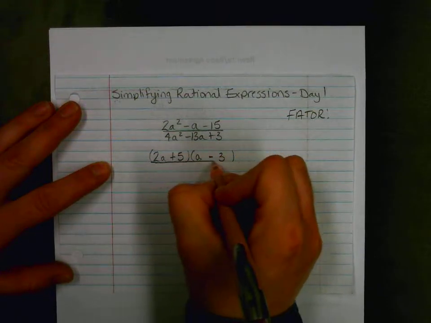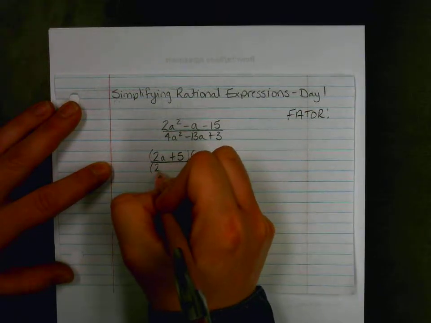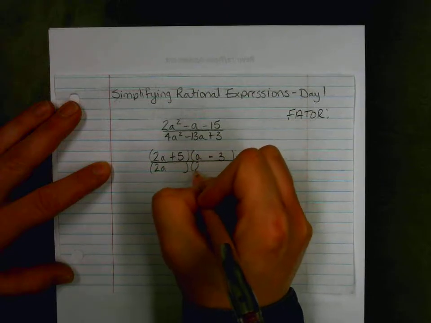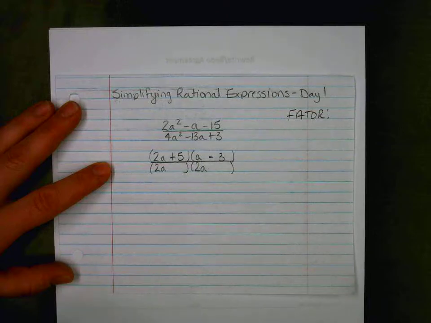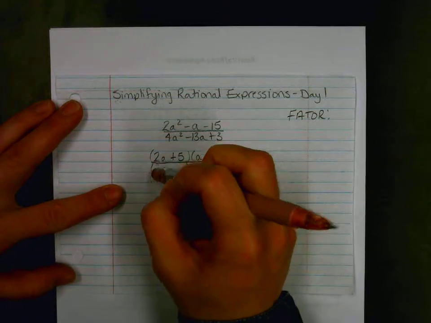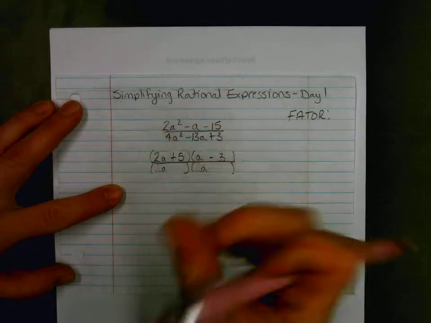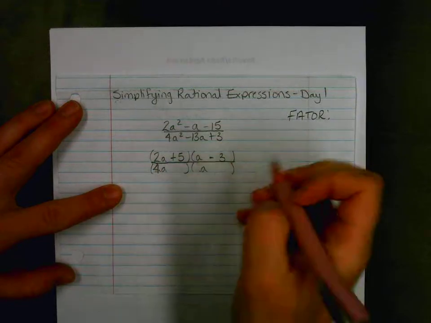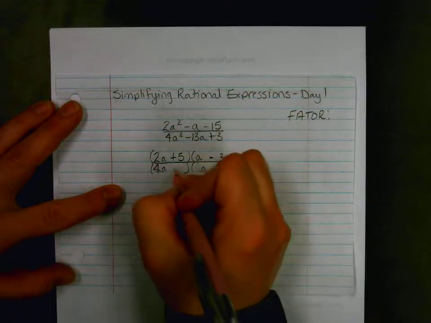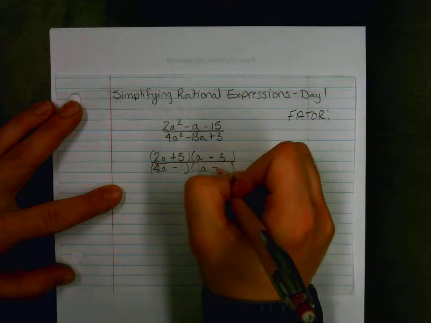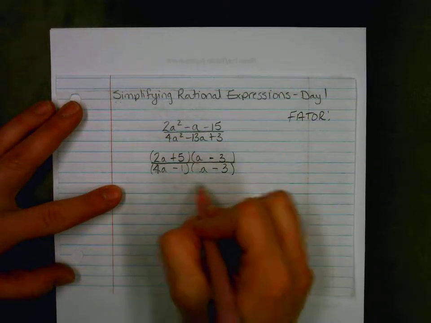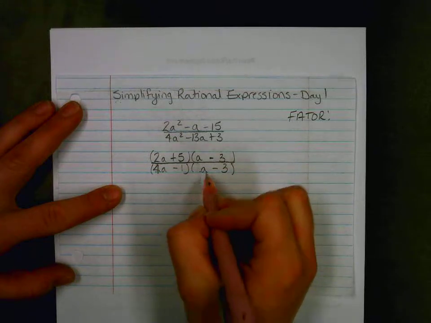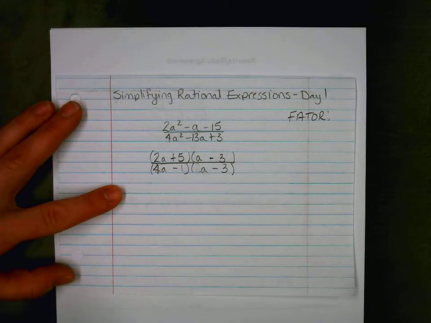In my denominator, my factors would be 2a and 2a. No, this is wrong. This should be a 4 and 1. This should be a minus 1 and a minus 3. This would give me negative 12 and a negative 1, which would add to negative 13.